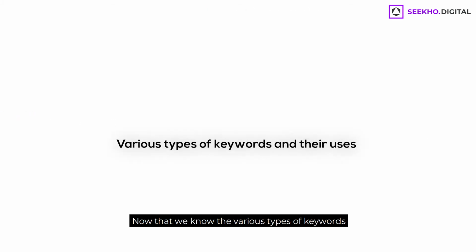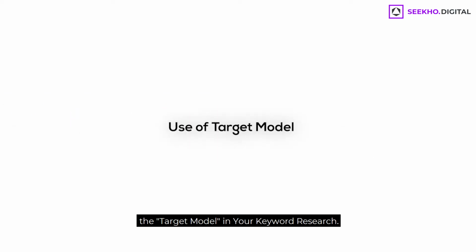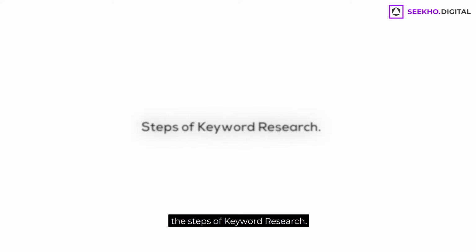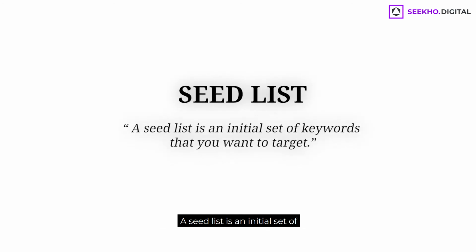Now that we know the various types of keywords and their uses, we will learn about the use of the target model in your keyword research. Before that, we will understand the steps of keyword research. We will begin by creating a seed list. A seed list is an initial set of keywords that you want to target.